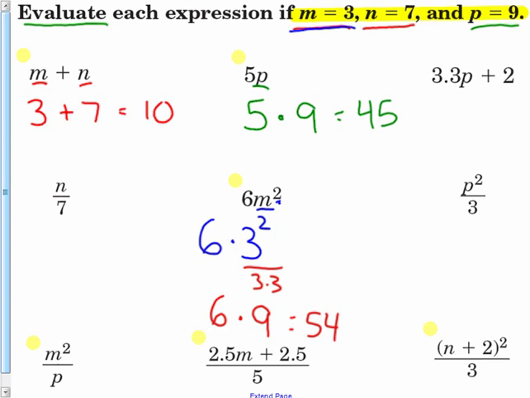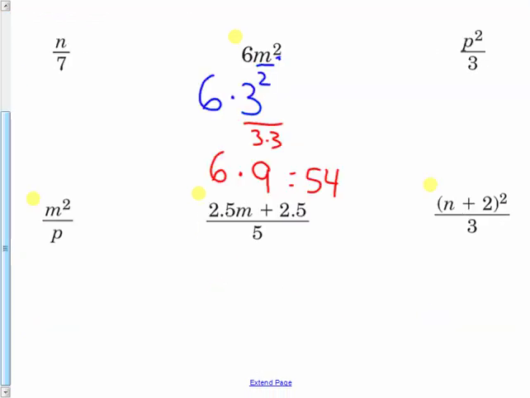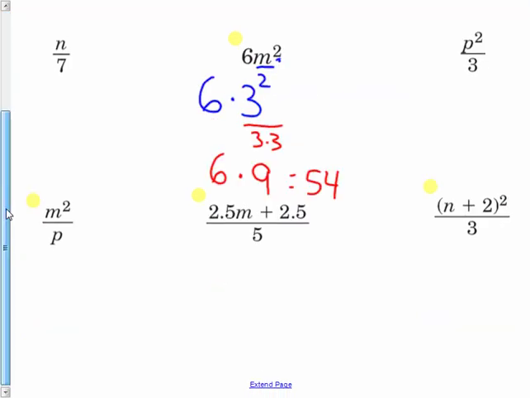All right. Let's look at our next example. I've got one more row of examples here. We're going to do m squared over p. So I have m squared.